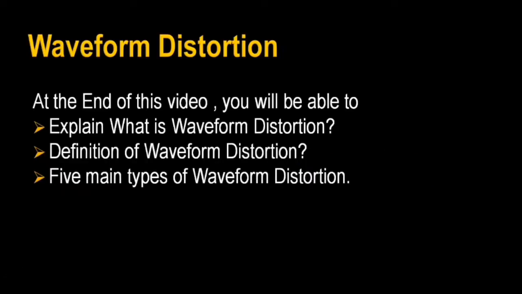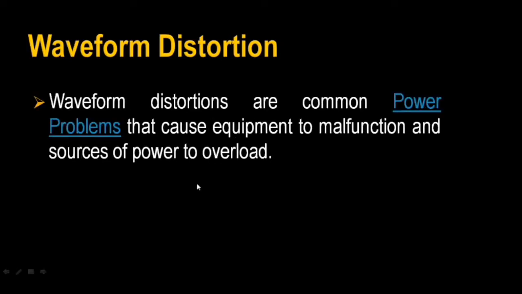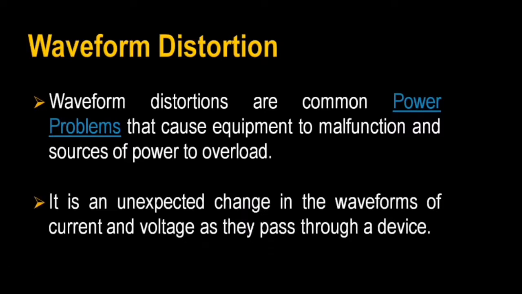At the end of this video, you will be able to explain what waveform distortion is, the definition of waveform distortion, and the 5 main types of waveform distortion. Then coming to the topic, waveform distortions are common power problems that cause equipment to malfunction and sources of power to overload. It is an unexpected change in the waveform of current and voltage as they pass through a device.